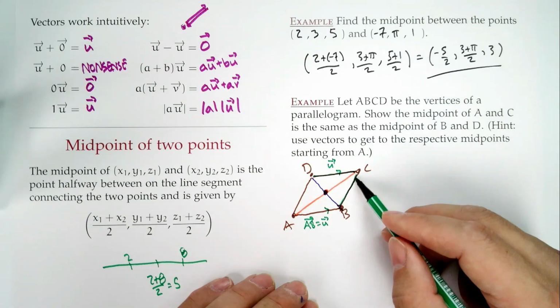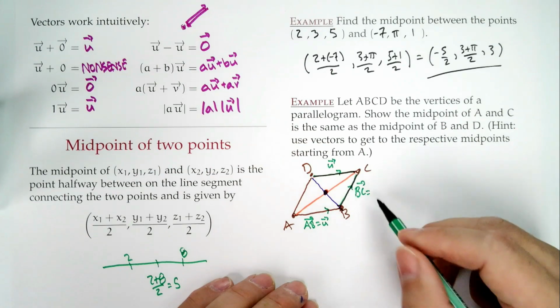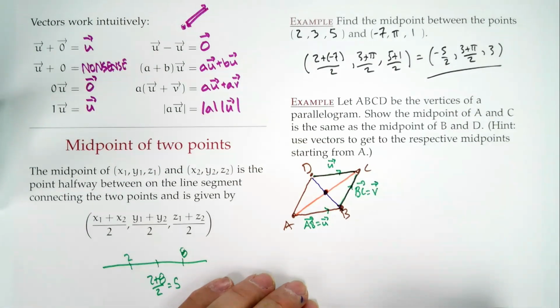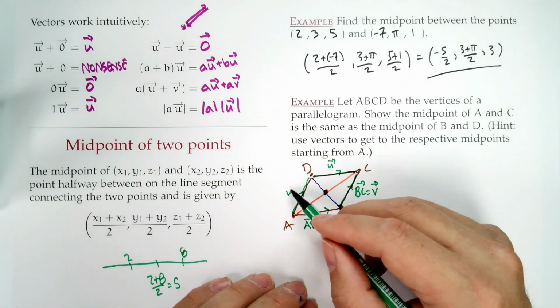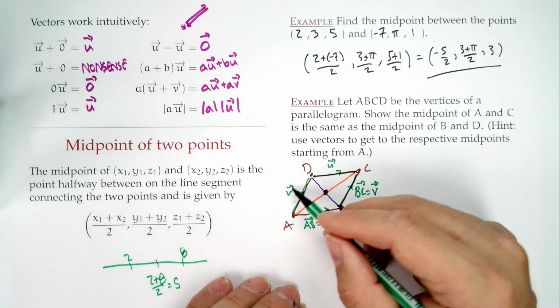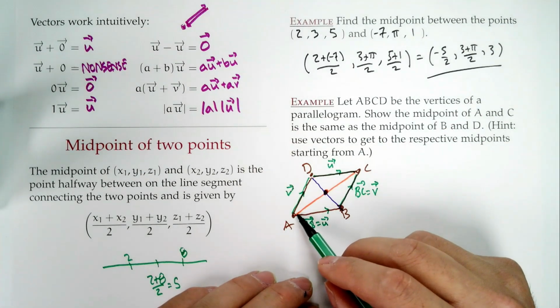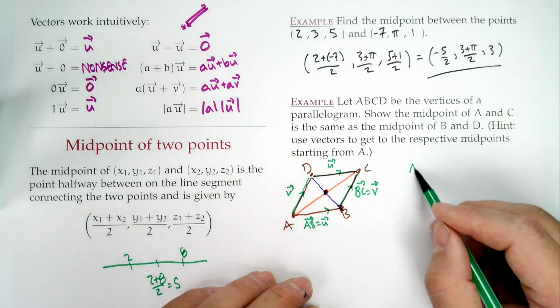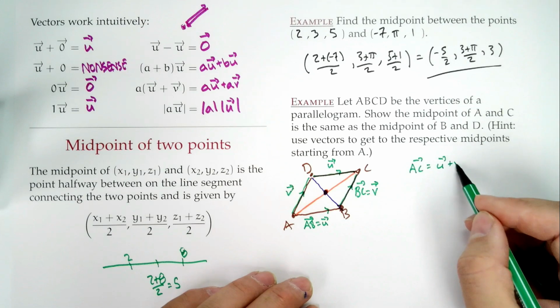Similarly, this vector, which is the vector B to C, that's not the same as U, so it's some vector, I'll call it V. That's the same as going from A to D, so this is also V. So when you have parallelograms, the sides are vectors. So what do we want? If I think about the vector going from A to C, that's the vector U plus V.